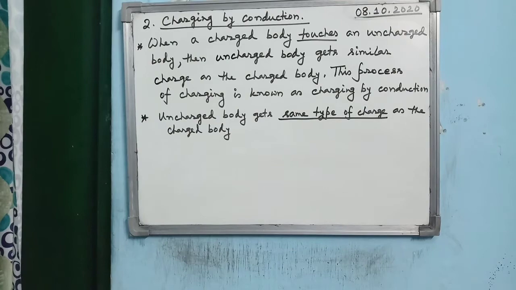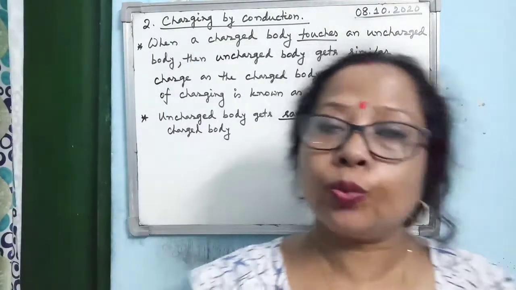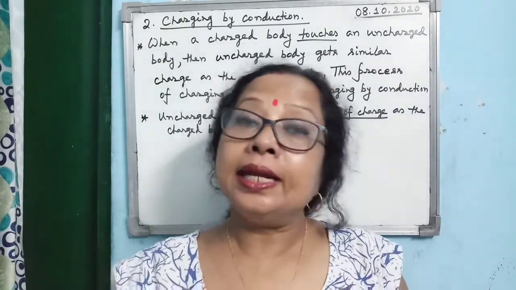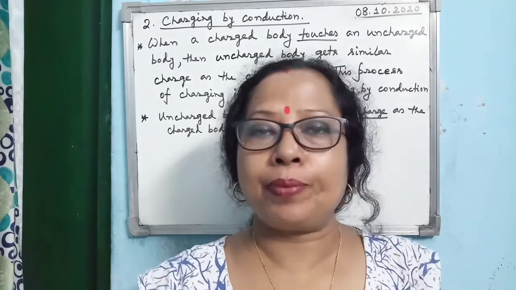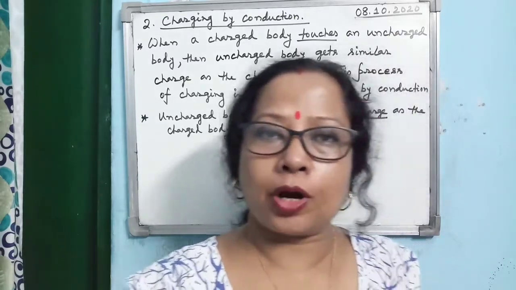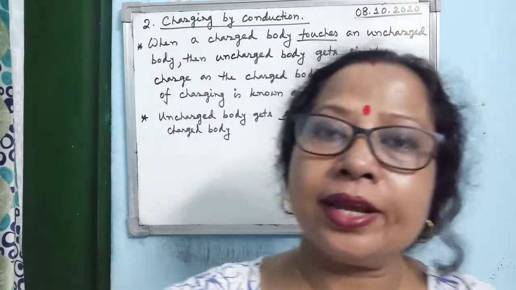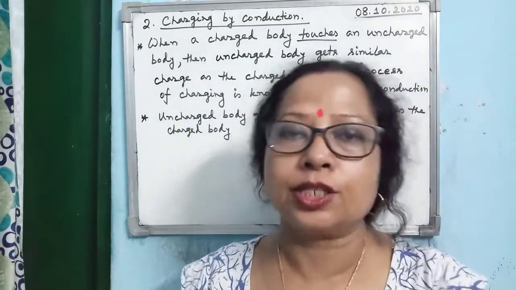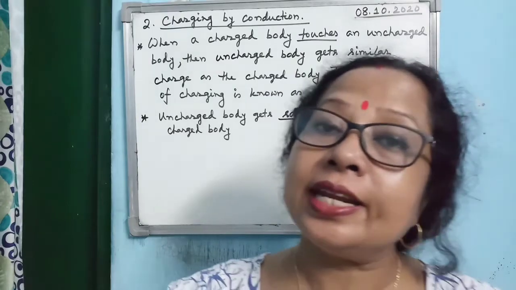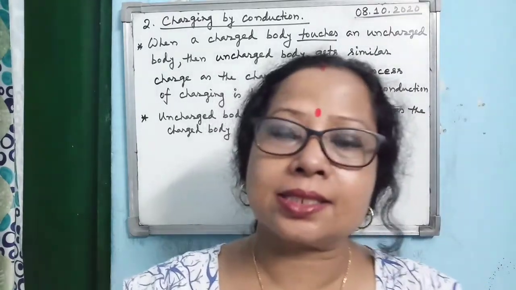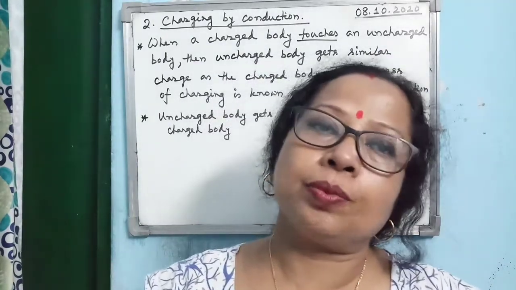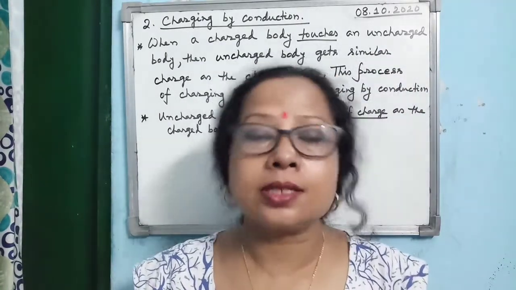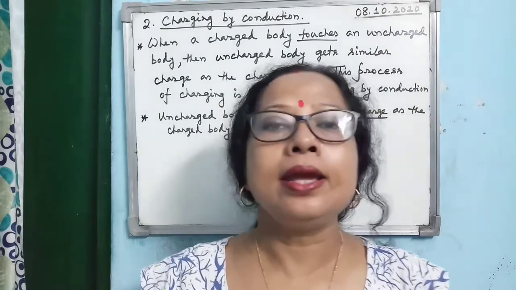Now the next method is charging by conduction. Conduction takes place when a charged body touches an uncharged body. Then the charge is transferred from the charged body to the uncharged body, and the uncharged body gets the same type of charge as that of the charged body. So this process is known as charging by conduction.